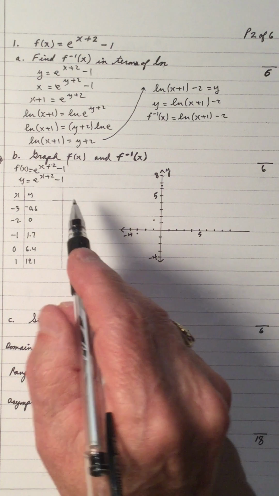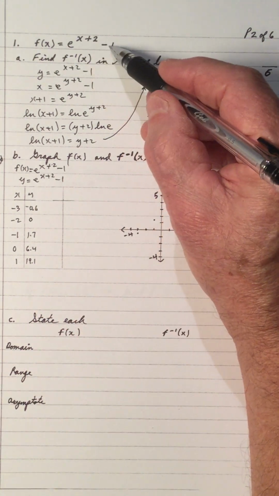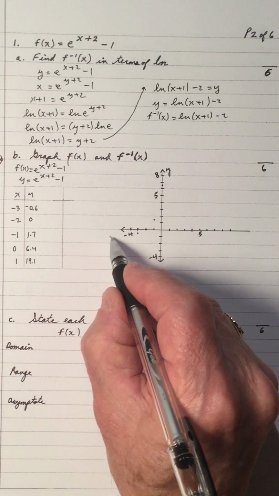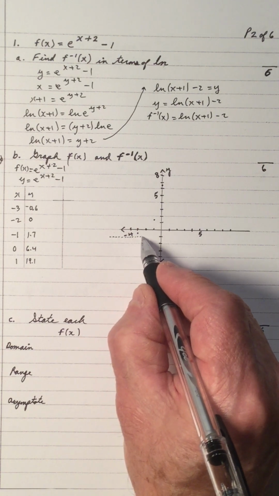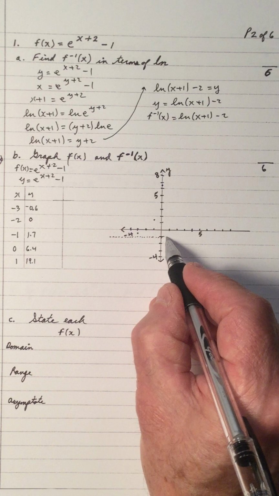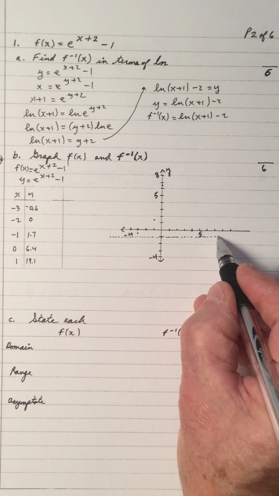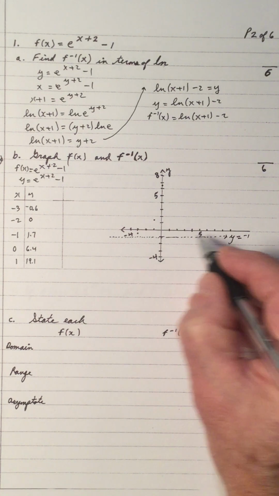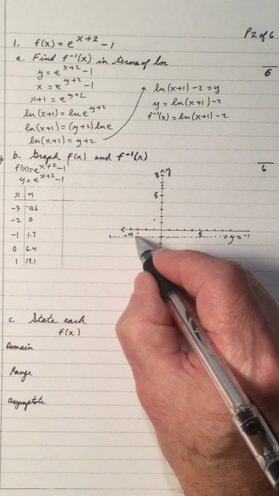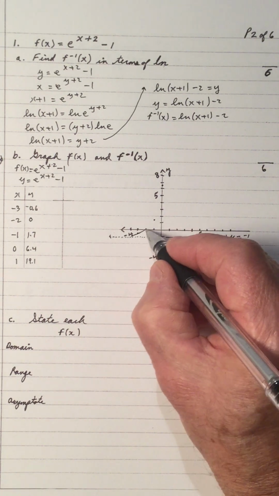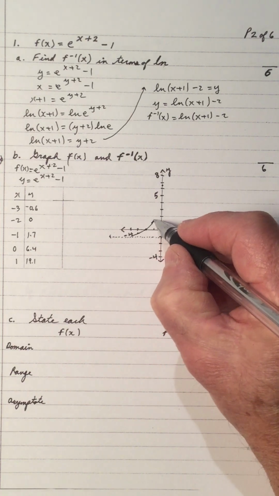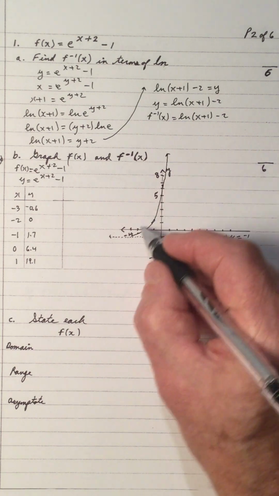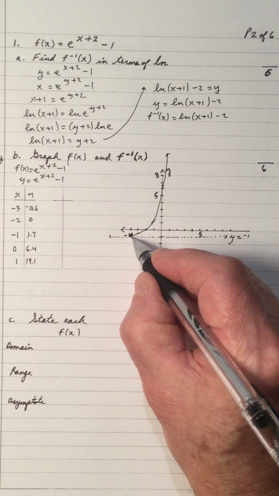So notice I said that this is an exponential, so the asymptote is negative 1. That means it's a horizontal asymptote, because exponentials have horizontal asymptotes. Right here is a broken line, so that's y equals negative 1. So the graph comes towards that, goes up through like this, goes on up. Notice it's a growth curve.